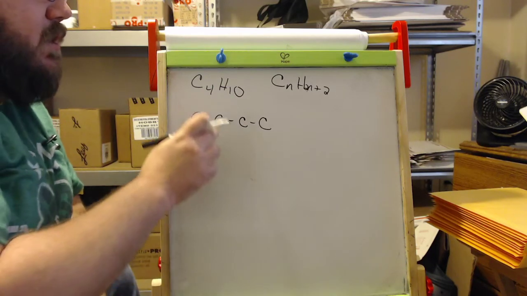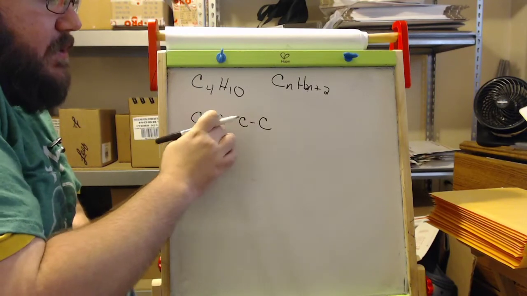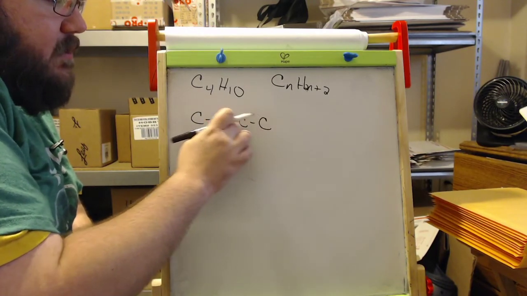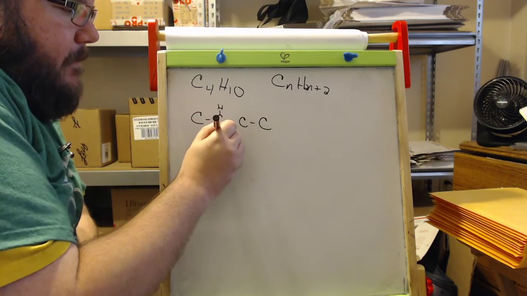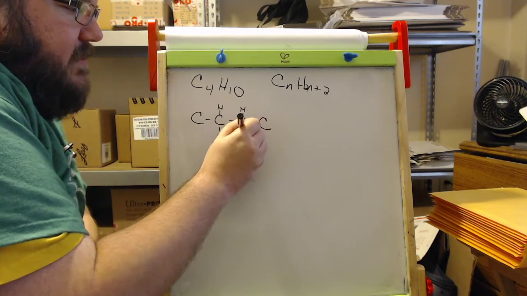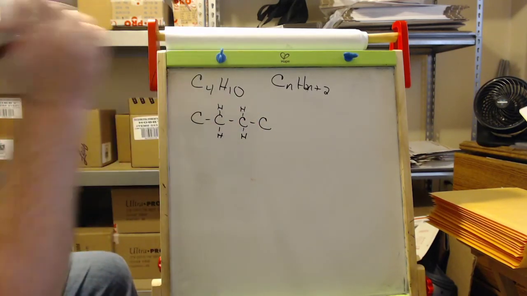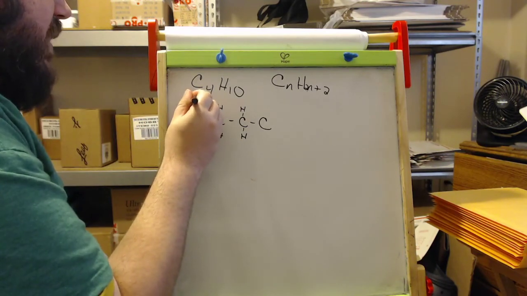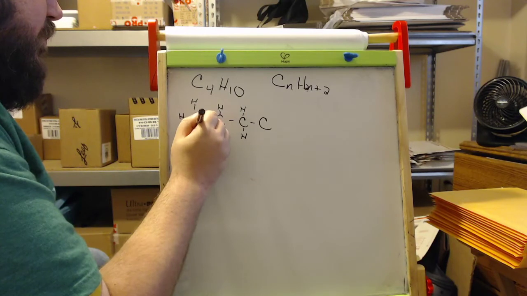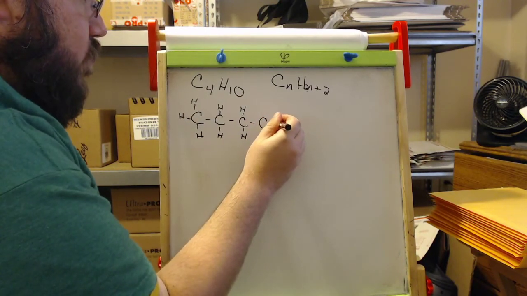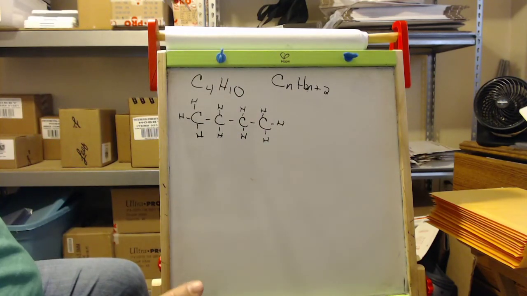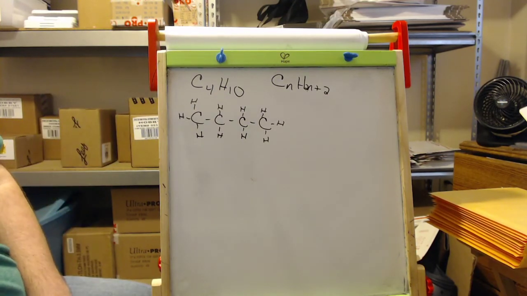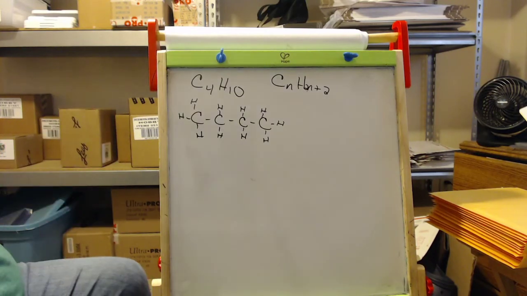Okay. Now, I need 10 hydrogens. These two carbons in between already have two bonds, here and here and here and here. So they each need two hydrogens to complete the octet. The carbons on the outside need 3 to complete the octet. Okay, so there is C4H10, one possibility. 4 carbons in a row, all bonded to hydrogens, looks perfect.